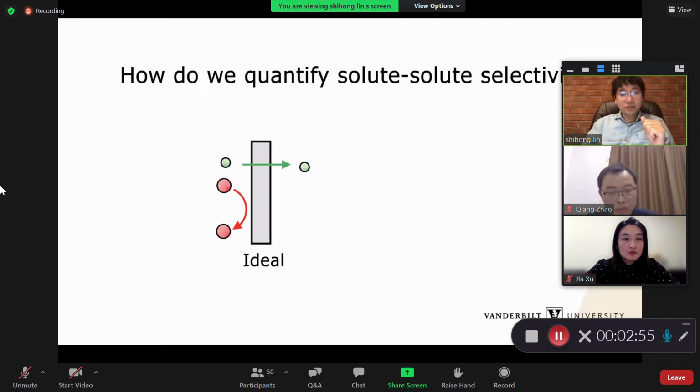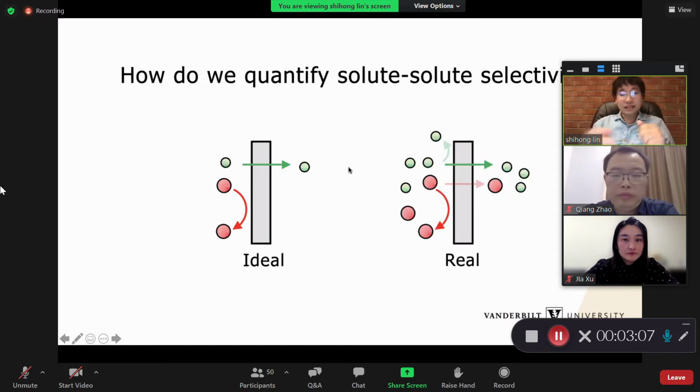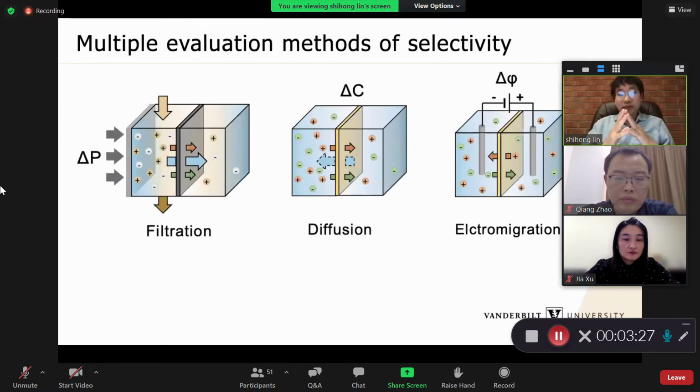In an ideal scenario, you want to reject all the solids that you don't want and let all the solids that you want pass through the membrane. But in reality, that's usually not the case. You have a certain degree of passage for each of the salts. So in order to quantify the performance of the separation, we need to find a way, or a theoretical framework, to quantify the selectivity. In general, there are 3 different measurement methods.